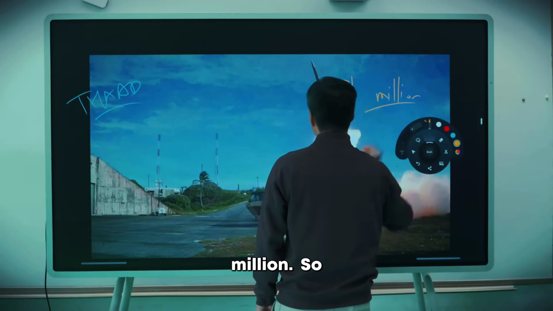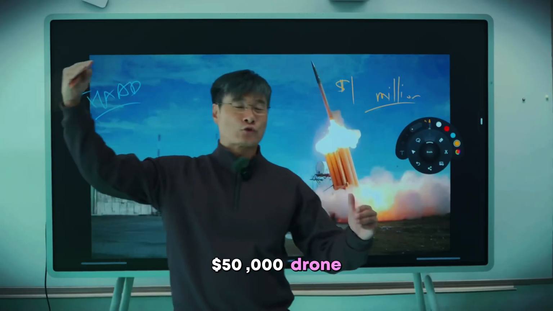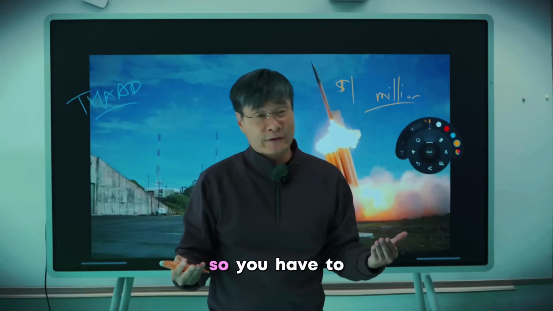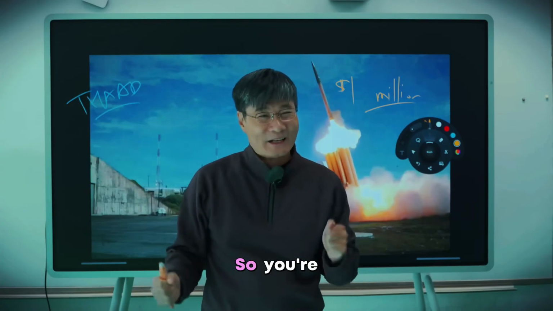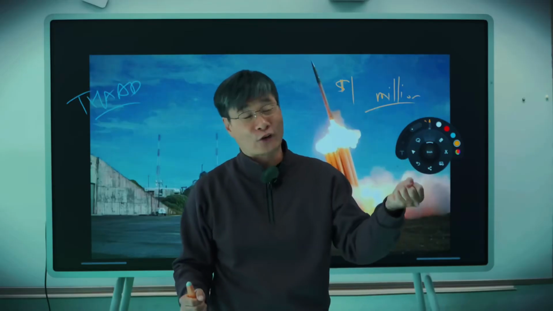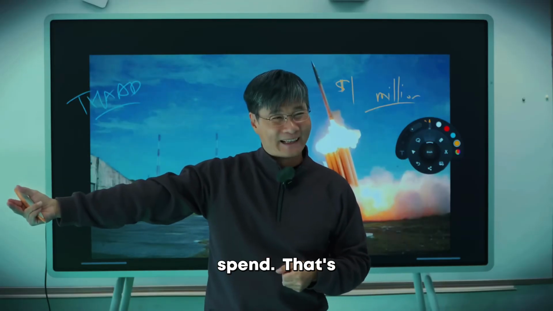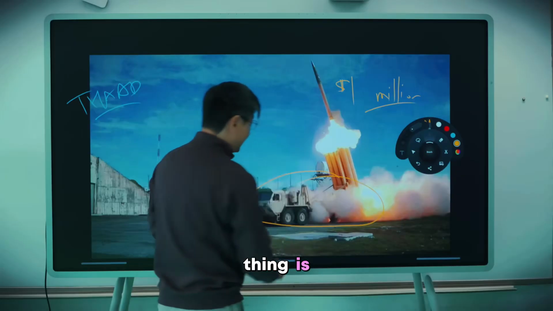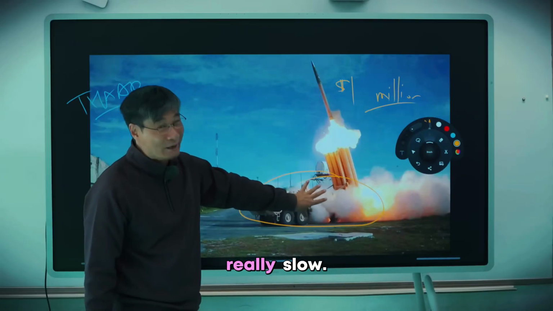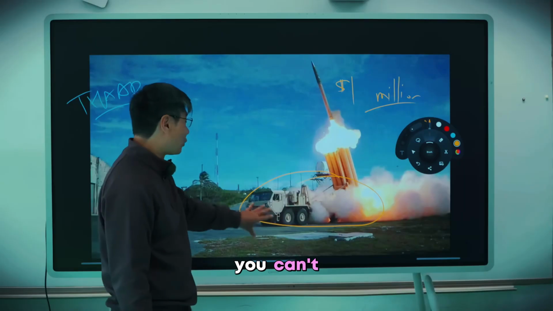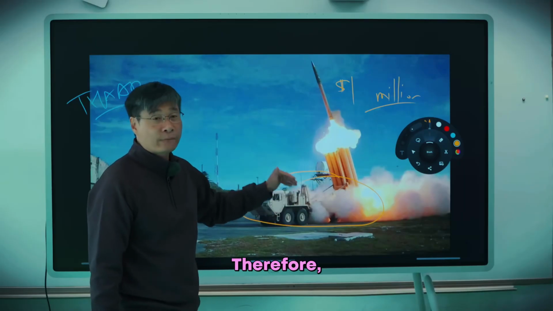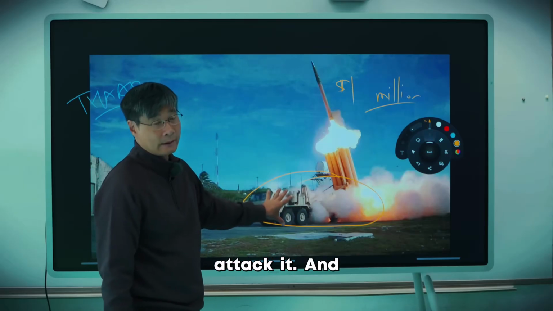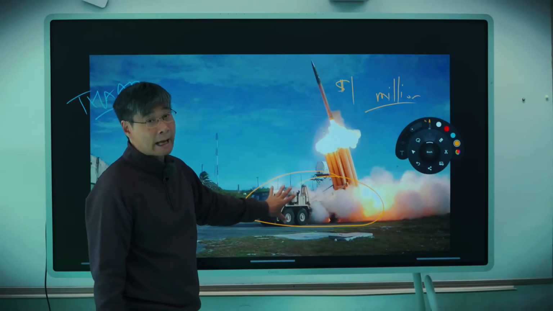So there's this $50,000 drone coming your way, and you throw a $1 million missile at it, okay? And often these missiles miss, so you have to throw 2 or 3 missiles at it. So you're spending $2 to $3 million on each $50,000 that the Iranians spend. That's kind of silly. Second thing you'll notice is that this thing is really big and really slow, and therefore you can't really move it around. Therefore, it's pretty easy for the Iranians to spot where this is and attack it. And if one of these things blows up, that's a lot of money, guys.